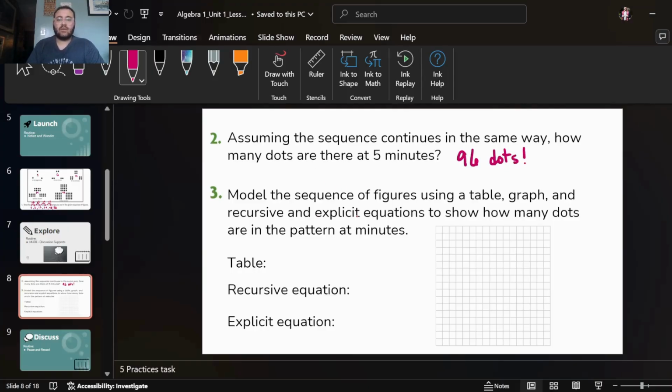Model the sequence of figures using a table, graph, and recursive/explicit equation. All right. So here is T for time and D for dots. Well, at time equals 0, I believe that was 3 dots, right? And then at time 1, I have 6. At time 2, I have 12. So on and so forth. So for T dots, what is my equation going to be?